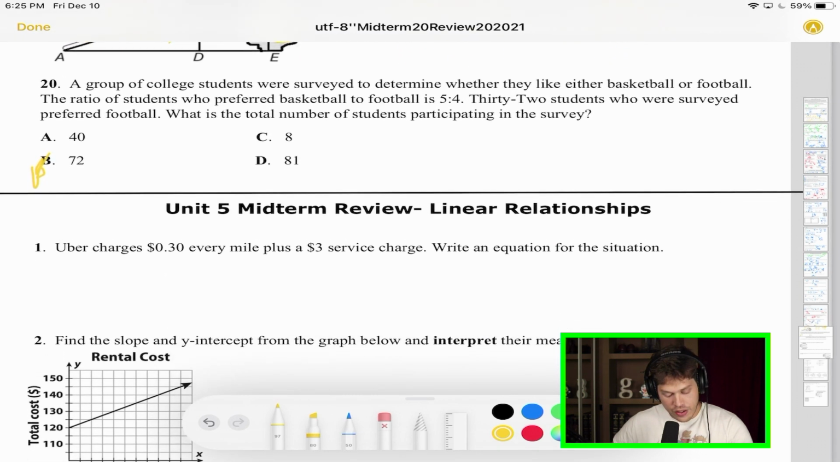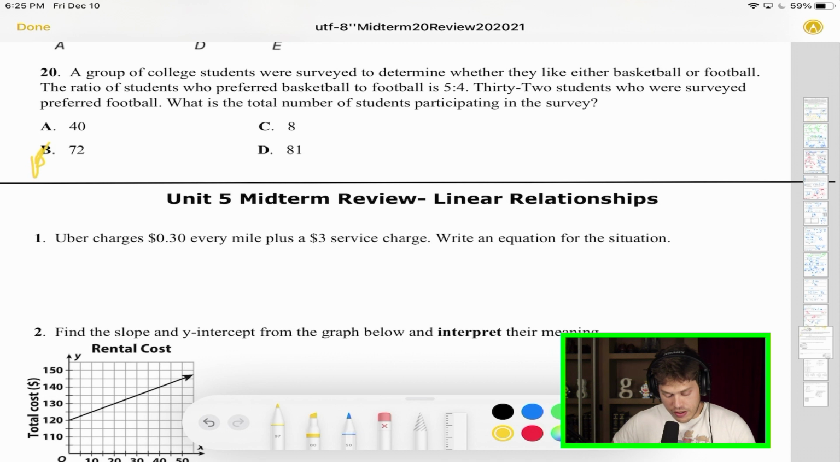Number 20. A group of college students were surveyed to determine whether they like either basketball or football.